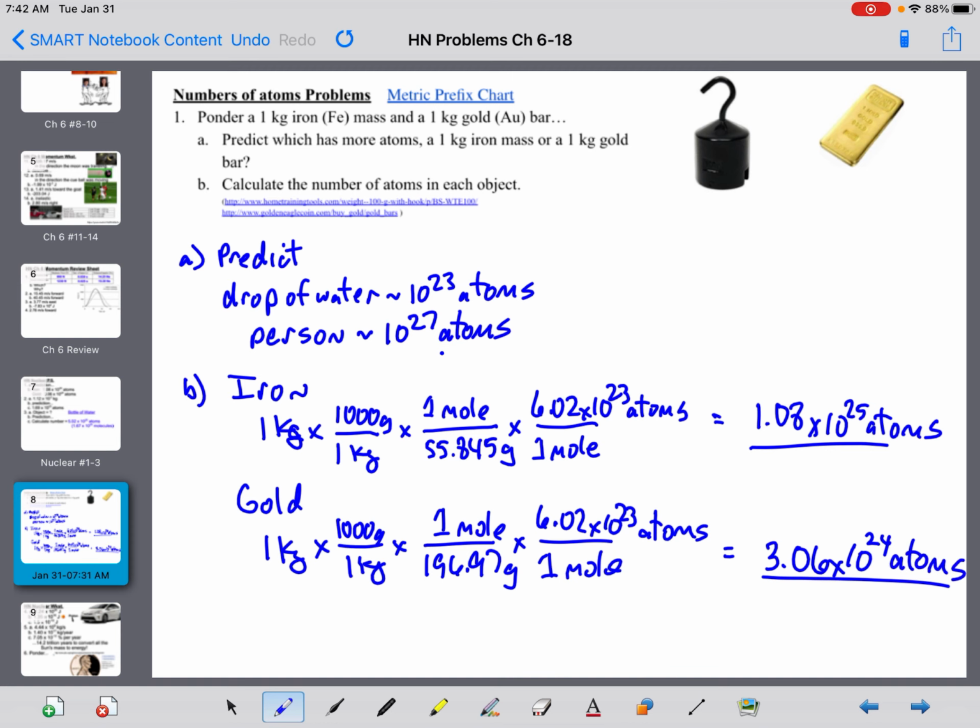You can also do this conversion by going through atomic mass units. Either way is fine. Ponder physics.